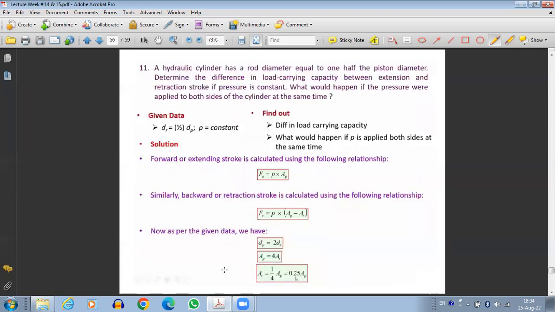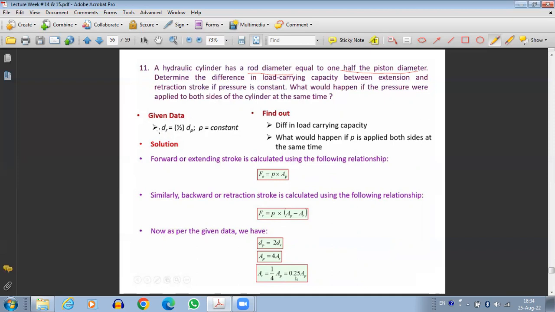Okay, let's see another problem. A hydraulic cylinder has a rod diameter equal to 1/2 of piston diameter. So we have a rod diameter equal to 1/2 of piston diameter. Determine the difference in load carrying capacity between extension and retraction stroke if the pressure is constant. What would happen if the pressure were applied to both sides of the cylinder at the same time?